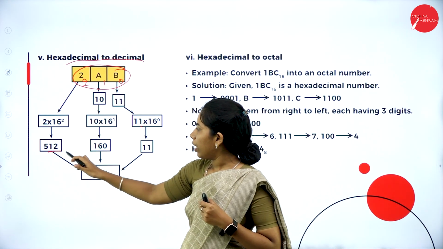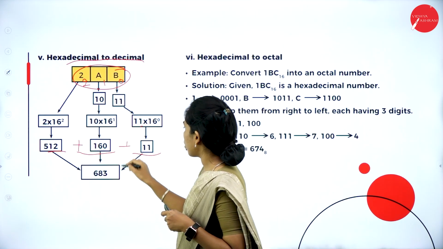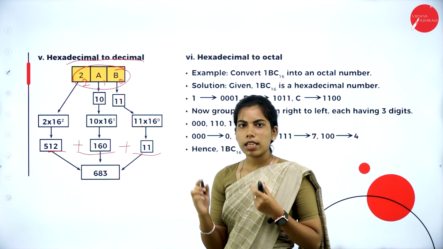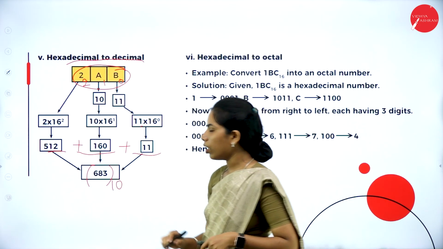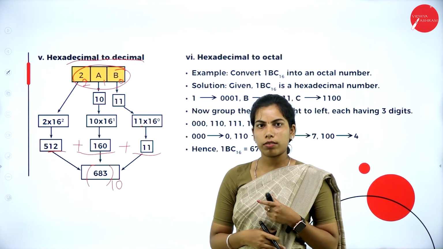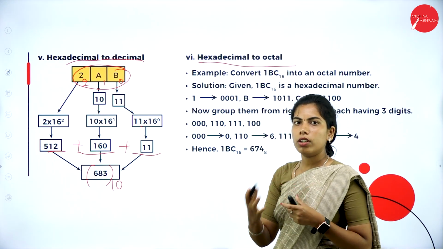It could be 512 and also 160 and also 11. When I combine all this using the plus operator, addition, I get 683 as a decimal value. So here you can put a decimal value as the base or radix value. Got it? So here you can see another example, hexadecimal to octal.